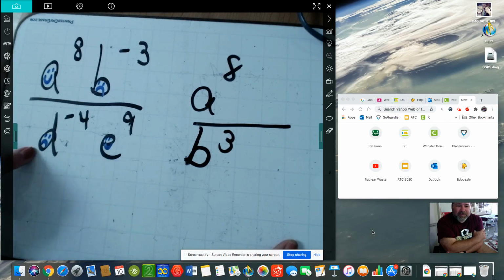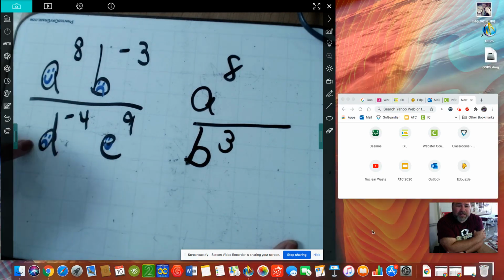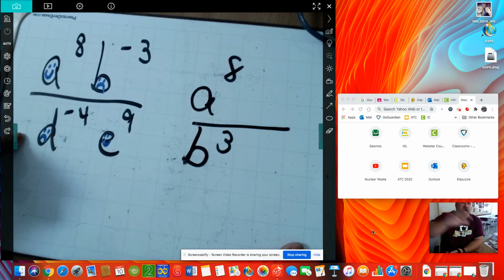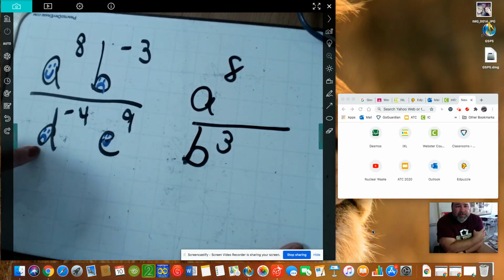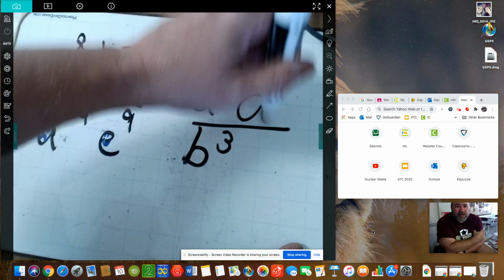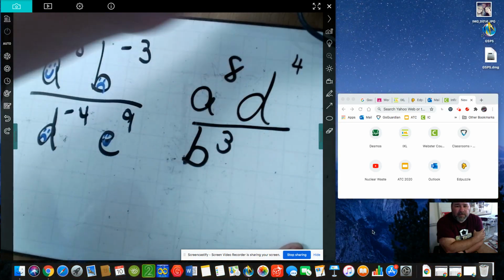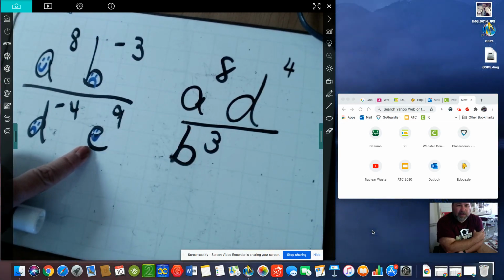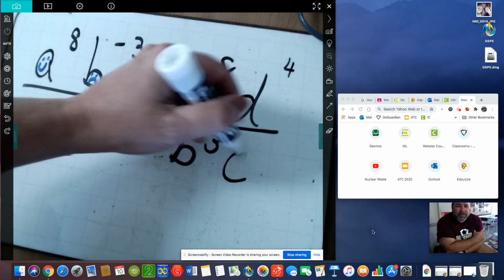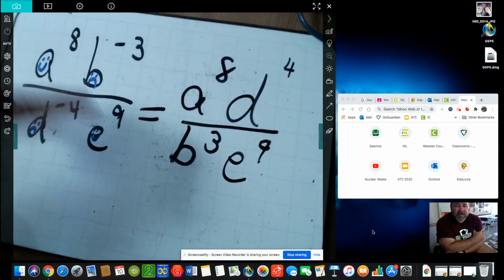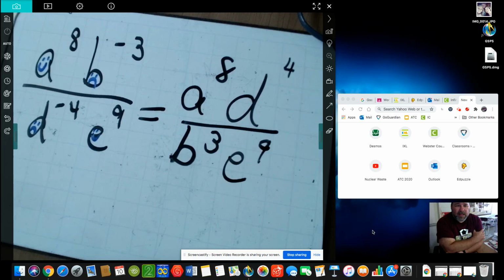D is not happy being on the bottom. Now, that was everything that needed to move from the numerator upstairs. So now I'm going to look at D. D's living downstairs. He's sad. So as soon as I move him upstairs, his exponent becomes positive. E is happy where he is anyway, so I'm not going to move him at all. He's going to stay on that denominator. And that's how you change a problem that has negative exponents to a problem that has all positive exponents.